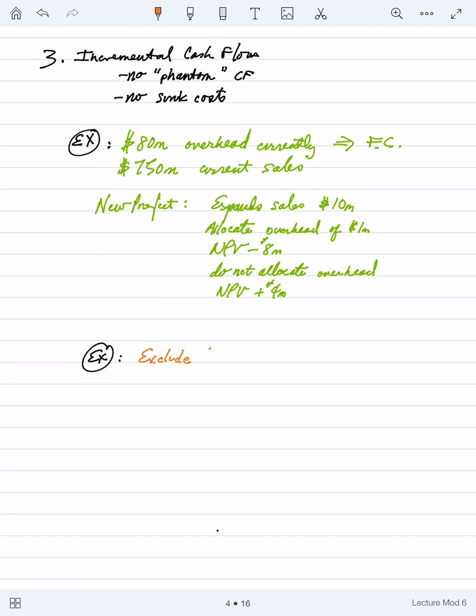So you have to exclude history. Okay, that's leading us into the use of sunk costs. Suppose your firm has spent $500,000, and that's in time period T-1.